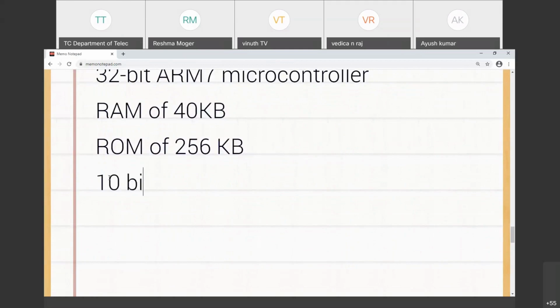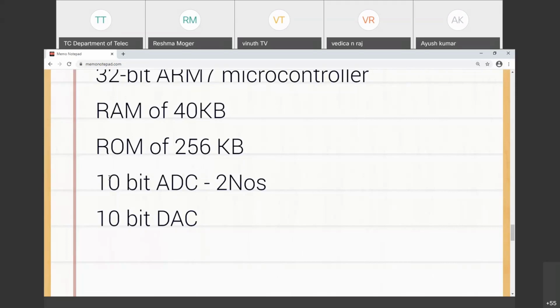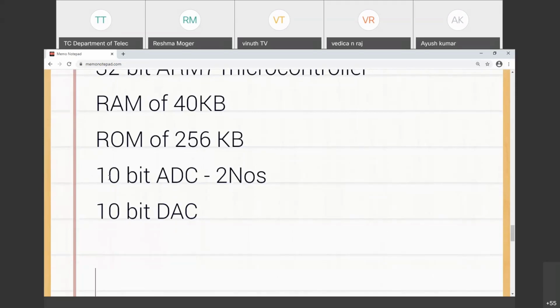10-bit ADCs. Okay, 10-bit DAC. Such kinds are there, two in numbers. Okay, two ADCs. ADC means analog to digital converter. DAC means digital to analog converter. 10-bit means how many inputs it takes, how many outputs it will give. One output for DAC, 6 outputs for ADC.